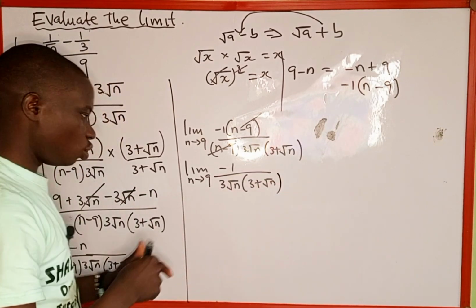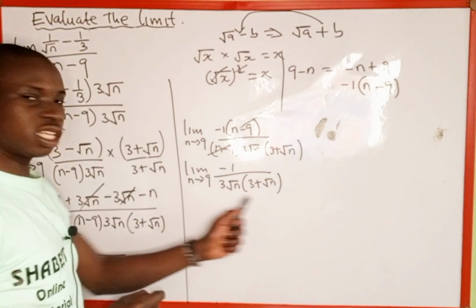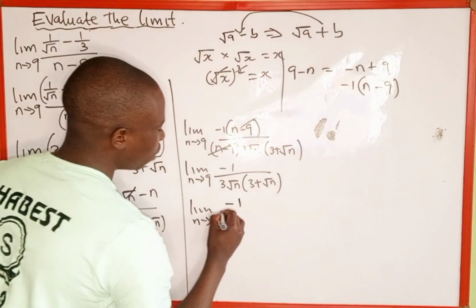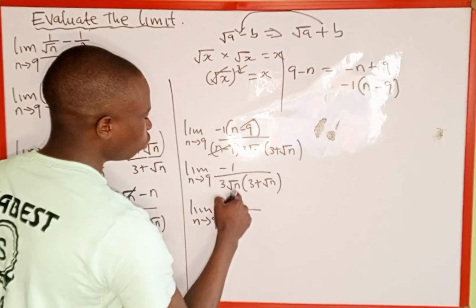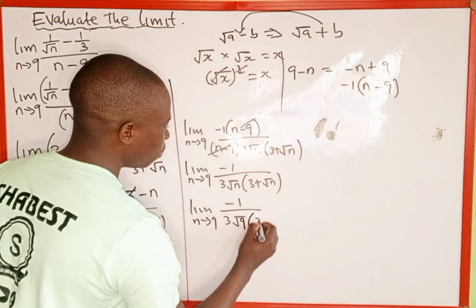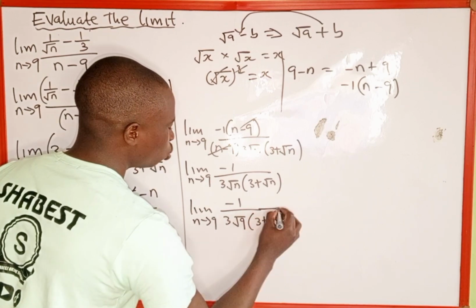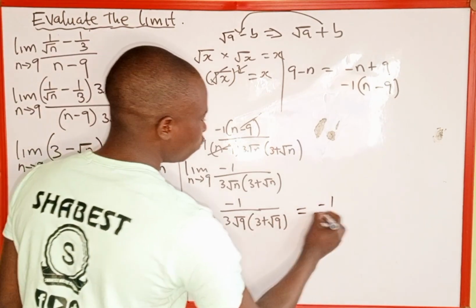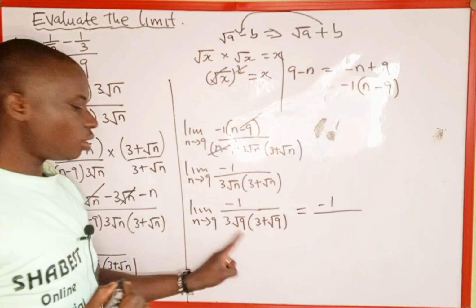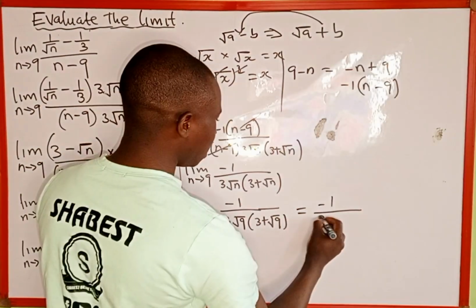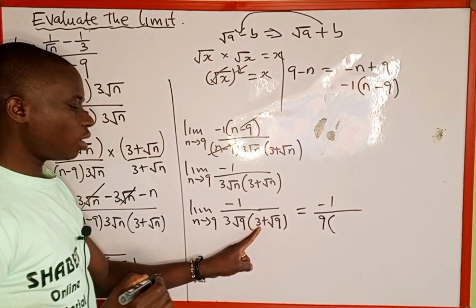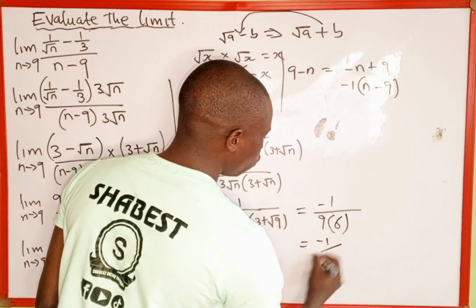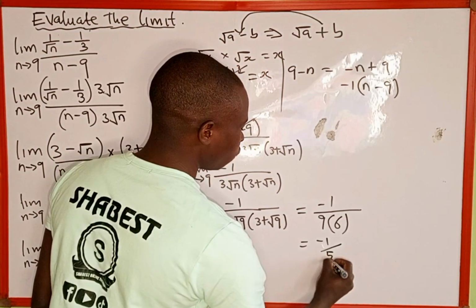So what we are going to do next is to just replace n with 9, because n is approaching 9. This is going to be our limit as n approaches 9, then negative 1 over 3 times square root of, in place of n we replace 9, then multiply by 3 plus square root of 9. And 9 is a perfect square, so we can take the square root of 9. This is going to be the same as negative 1 all over. Square root of 9 is 3. 3 multiplied by 3 is going to give us 9. Then open bracket, 3 plus square root of 9 is 3. 3 plus 3 is going to give us 6. Then this is going to be negative 1 over 9 times 6, which gives us 54.